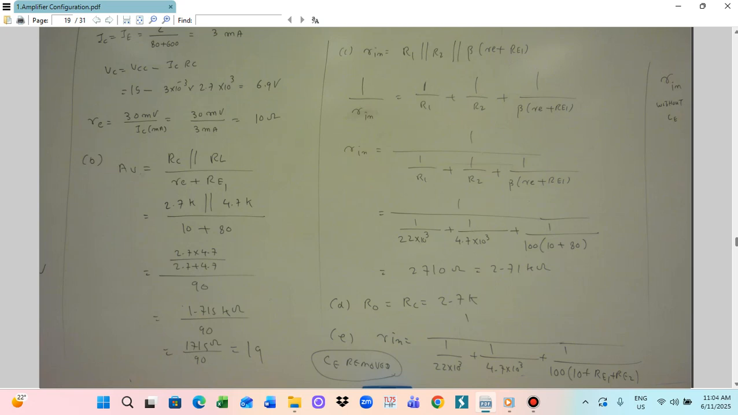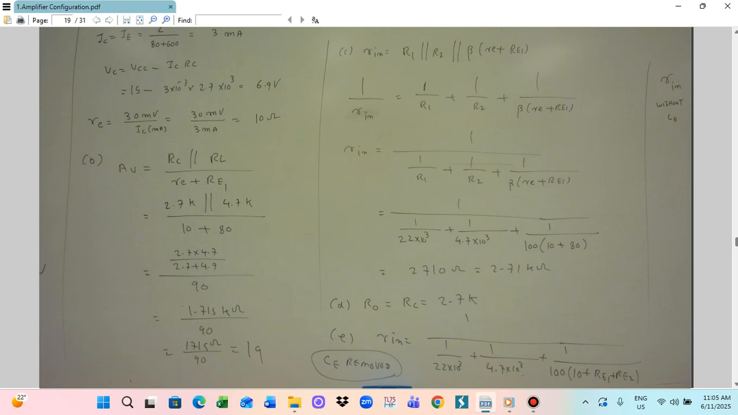And part E: the gain and the output resistance when CE is disconnected. When CE is disconnected, the RE value will be the full 600 plus 80. Here we only used RE1 because the capacitor is connected. If this capacitor is removed, we have to utilize the 80 plus 600. In the place of RE1, you have to utilize the full RE. So this way we have to calculate it.